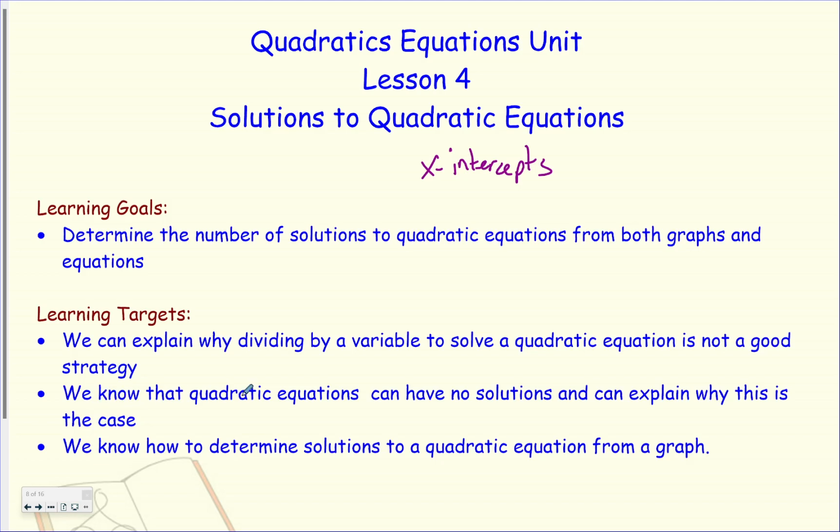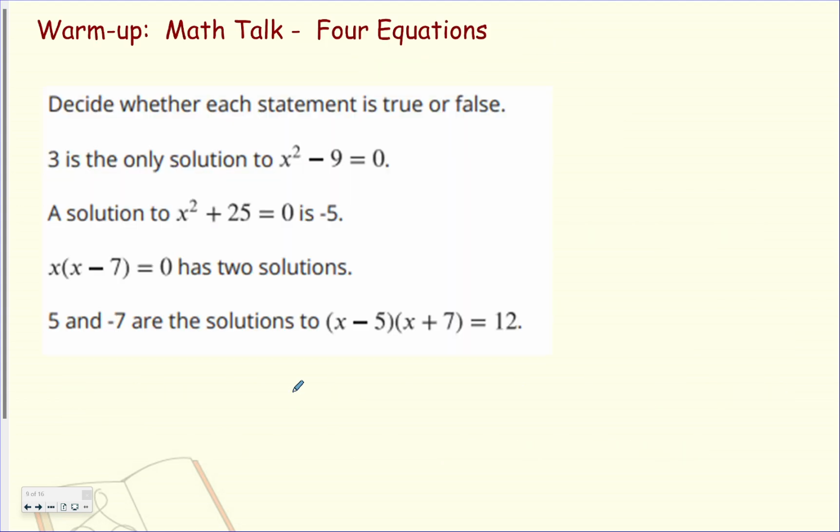Another thing that we're going to look at is that some quadratic equations actually don't have a solution. And we can also, from a graph, determine how many solutions a quadratic can have. You'll notice that some equations that we dealt with a few minutes ago had one answer, some had two answers, some even had three answers. Some equations have no answers. So we're going to look at a few of those. Okay, let's go on.